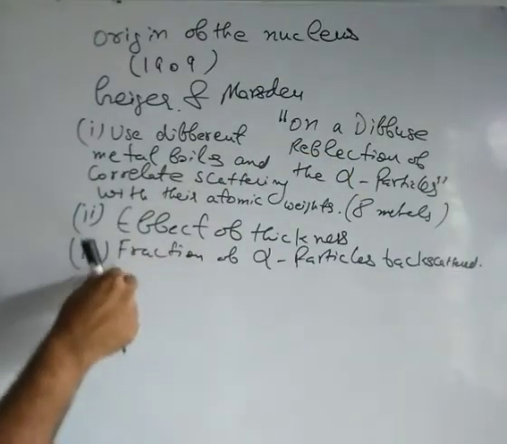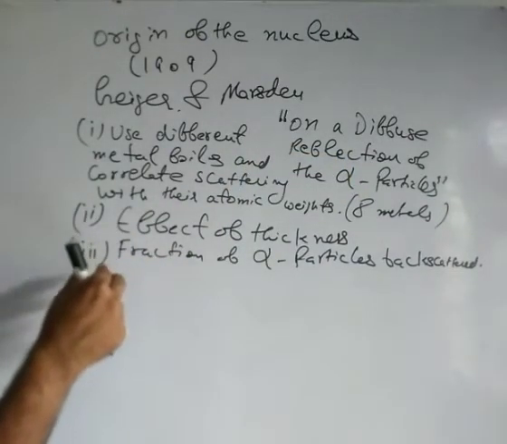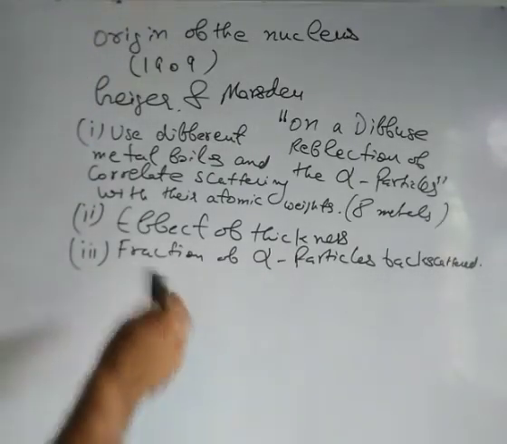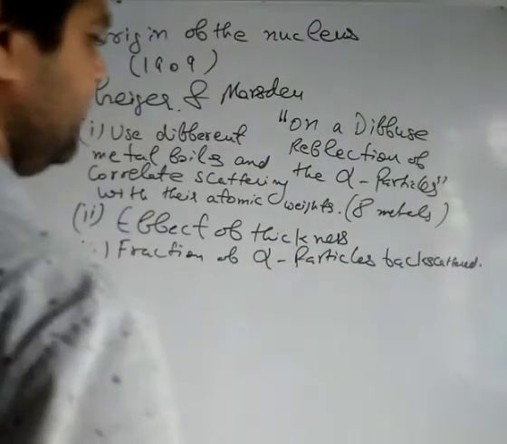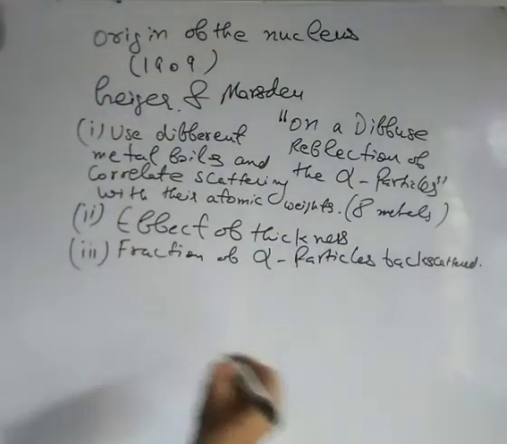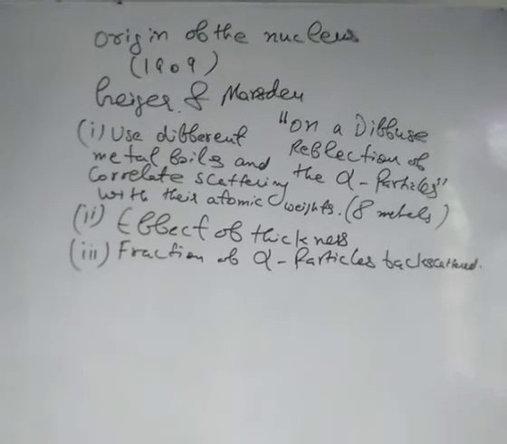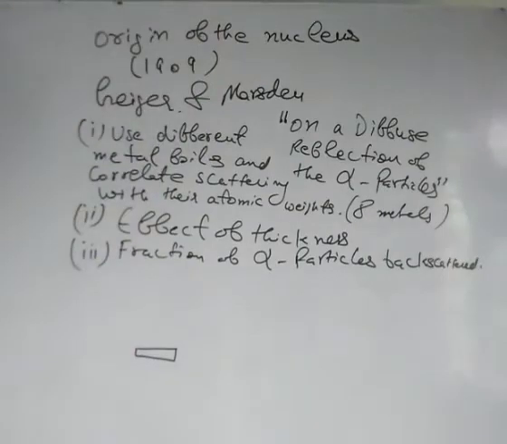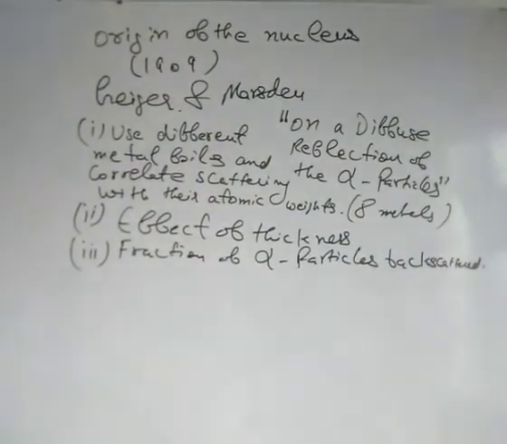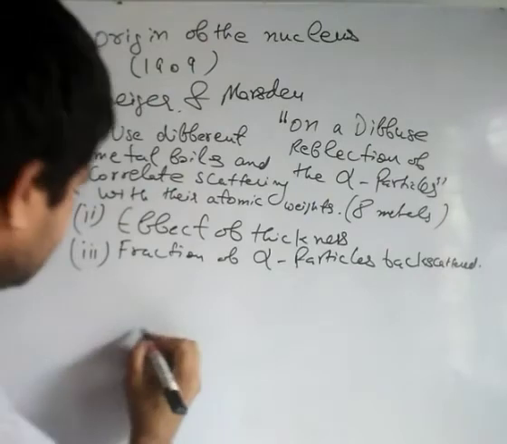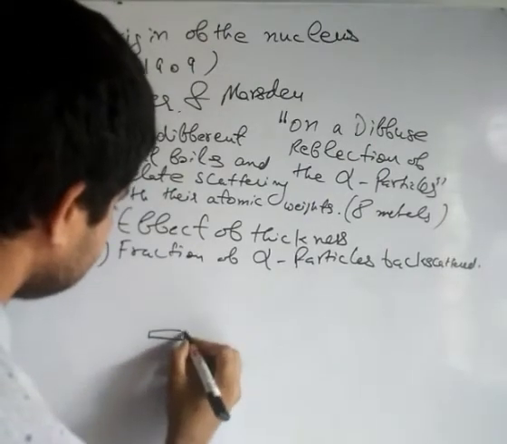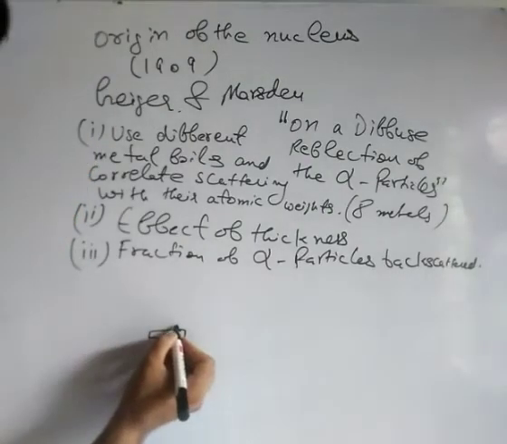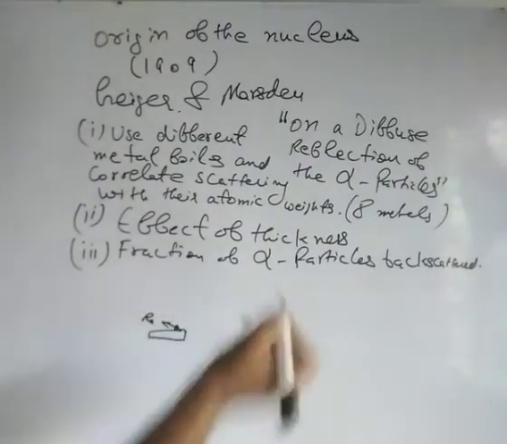Now for this third part of their experiment, the experimental arrangement was something different, because the purpose was different. Here they want to find the fraction of alpha particles backscattered. So in this case the experimental arrangement was something like this. Suppose this is a lead sheet. You place a point source here. This is a radioactive source. Suppose this is radium. In their experiment they used radium.